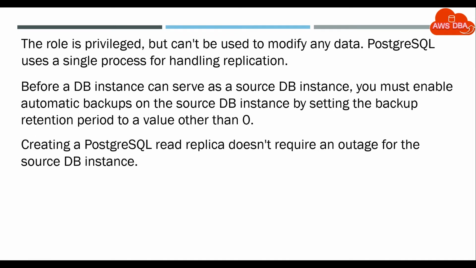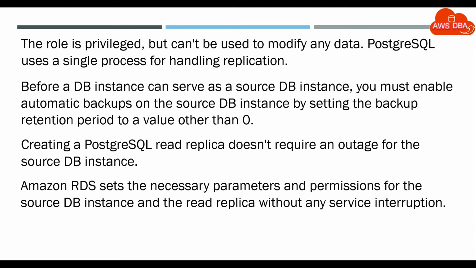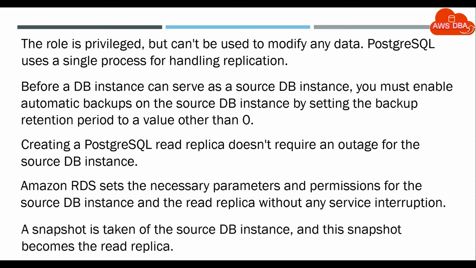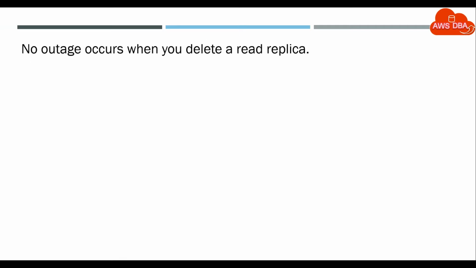Creating a PostgreSQL read replica doesn't require an outage for the source DB instance. Amazon RDS sets the necessary parameters and permissions for the source DB instance and the read replica without any service interruption. A snapshot is taken of the source DB instance, and this snapshot becomes the read replica. No outage occurs when you delete a read replica.